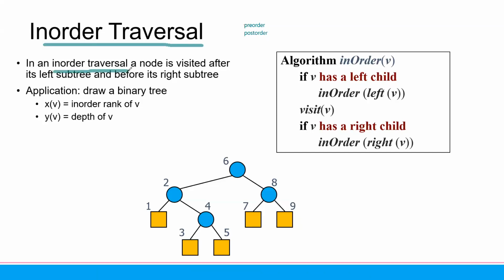In-order traversal means a node is visited after its left subtree and before its right subtree. I guess the idea is similar to the post-order. We go to the most left, then find another left, and go to find another left, and then go to the right. So the idea is similar to the post-order. In this case, we have the in-order.